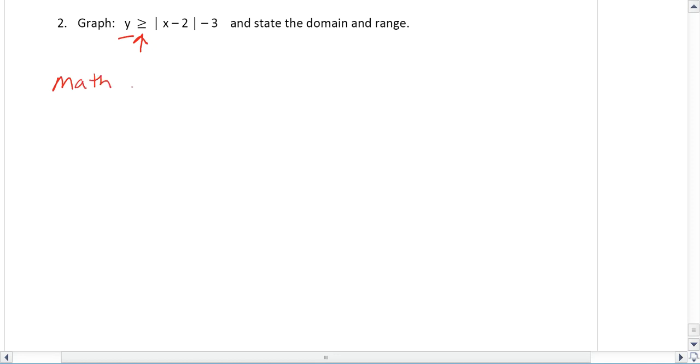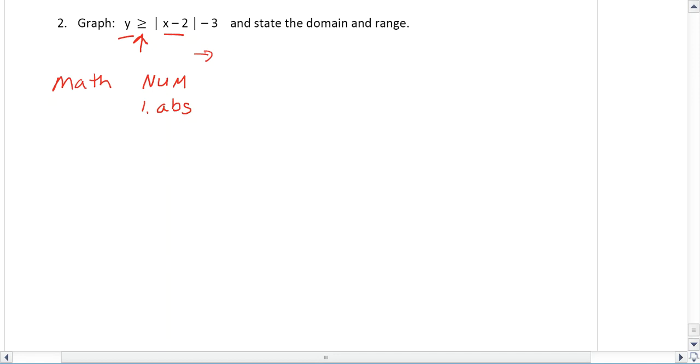So hit math, and then arrow to the right over to NUM, which stands for numbers. Under numbers a menu comes up, and the first item on that menu is abs, which stands for absolute value. Select that, and if you select it from the y equals screen, it'll bring it right where you need it. And then enter x minus 2, which is a subtract sign, x subtract 2, inside the absolute value. And then you've got to arrow over to get out of the absolute value, and then you can hit the subtract 3.